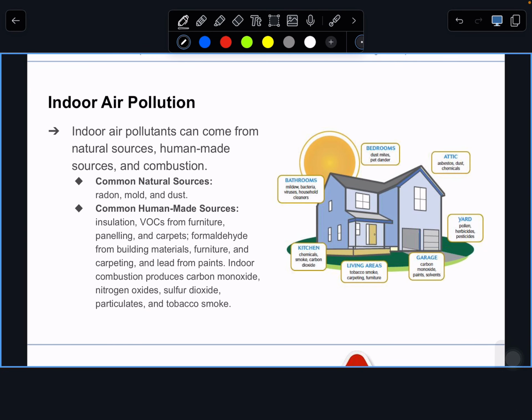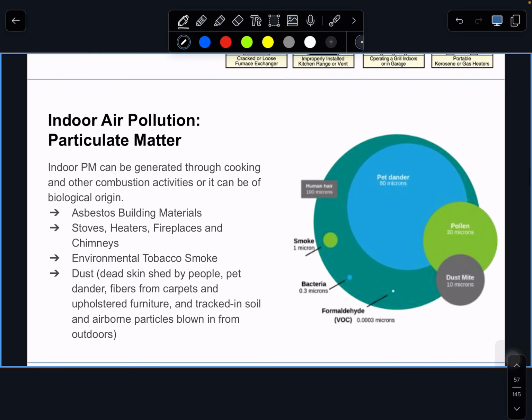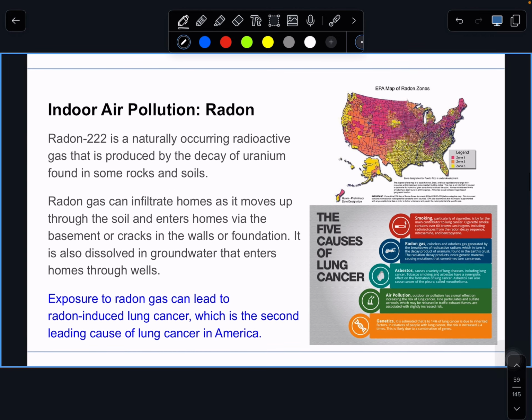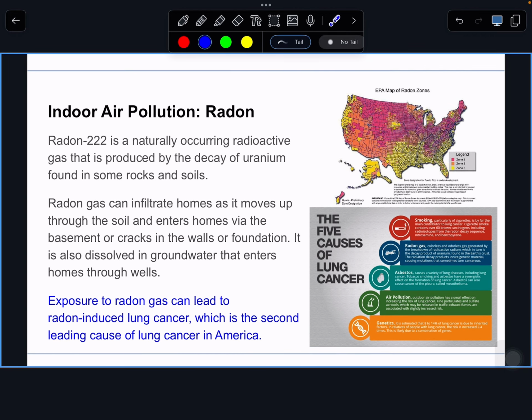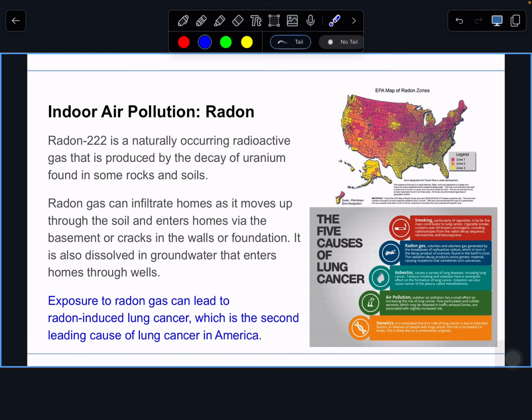So indoor air pollution can come from natural sources or human-made sources like we've talked about. We already know that carbon monoxide is super bad for you, and that particulate matter is terrible for you. And like I said before, you don't need to write this down, but radon gas can lead to radon-induced lung cancer, which is the second leading cause of lung cancer in America. Number one being smoking. So smoking causes lung cancer. Radon is the second leading cause of lung cancer in America.